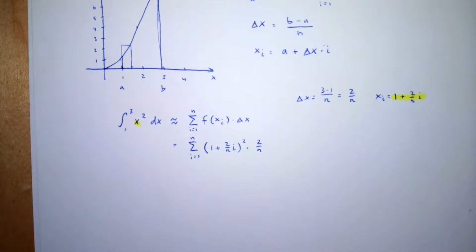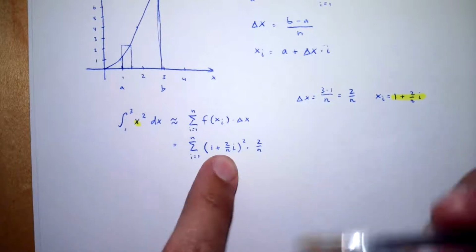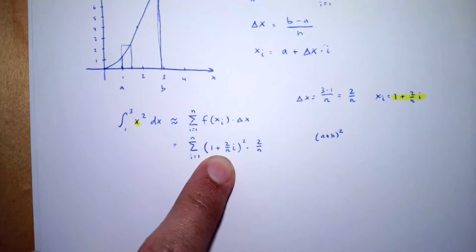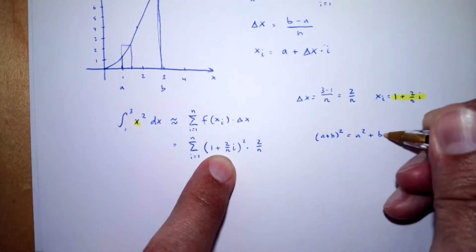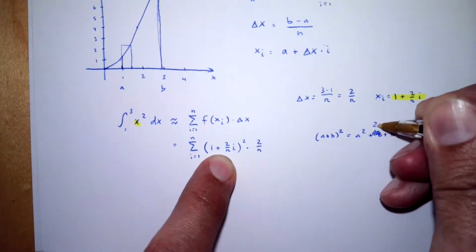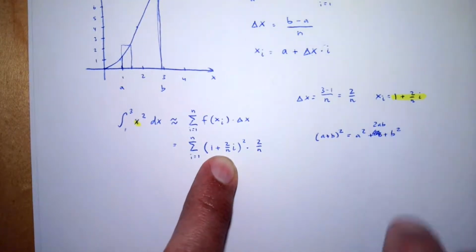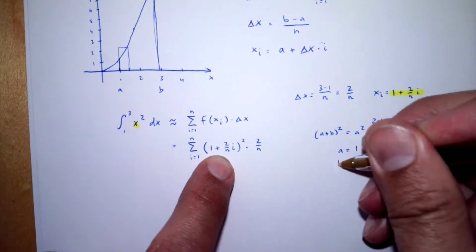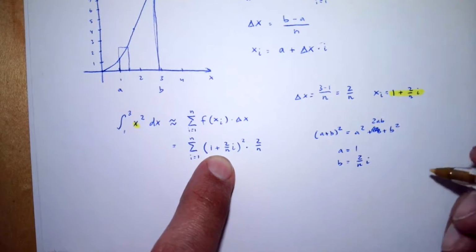Okay, now we need to do some algebra. We need to simplify this out. This here is a perfect square. And if you recall, the perfect square (a plus b) squared equals a squared plus 2ab plus b squared. So don't forget that middle term that I almost messed up. So here our a is 1, and our b is this lovely 2 over n times i.